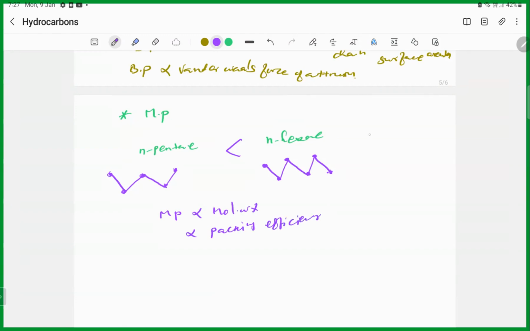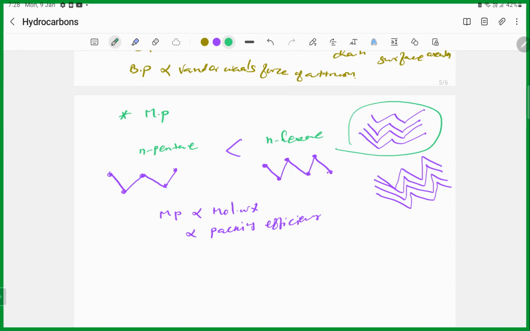What is packing efficiency? When you have the molecules, you have to arrange them like this. Among these two, which will have the higher packing efficiency? First one or second one? This one or this one? Second one, sir. So this will have the higher boiling point because it has the higher packing efficiency. Here there are 1, 2, 3 groups, steric hindrance; here 1, 2, 3, 4, 5, 6.